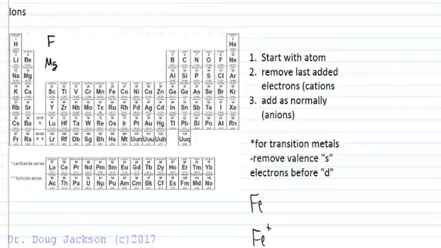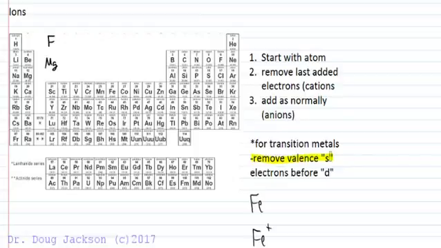Let's talk about ion electron configuration. What we want to do is start with the atom's electron configuration. For a cation, we remove the last added electrons, with the exception of the transition metals, where we have to remove the valence s orbital before we remove the d electrons. We'll do an example of that in a sec. And for anions, we actually just add electrons to what we already have to get a noble gas configuration.